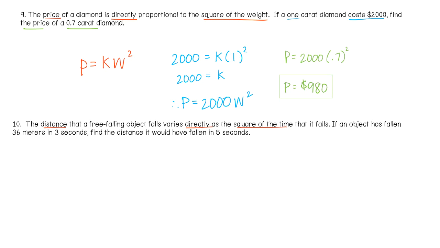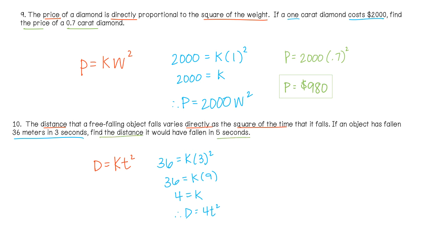Directly means to multiply. So distance varies directly as the square of time. Find the piece with the most information. 36 meters in 3 seconds. So the distance is 36, the time is 3 seconds. I know 3 squared is actually 9. I can divide by 9 on both sides to get my constant of variation. Plug it back into my formula like so. Now I can answer the question. What is the distance if it falls in 5 seconds?